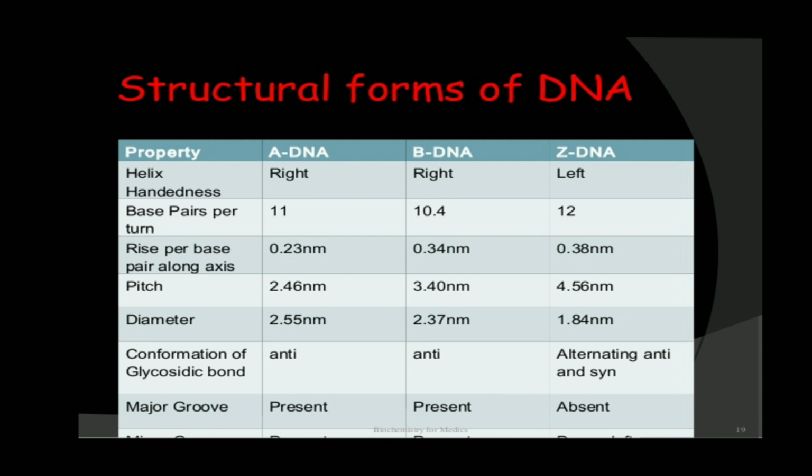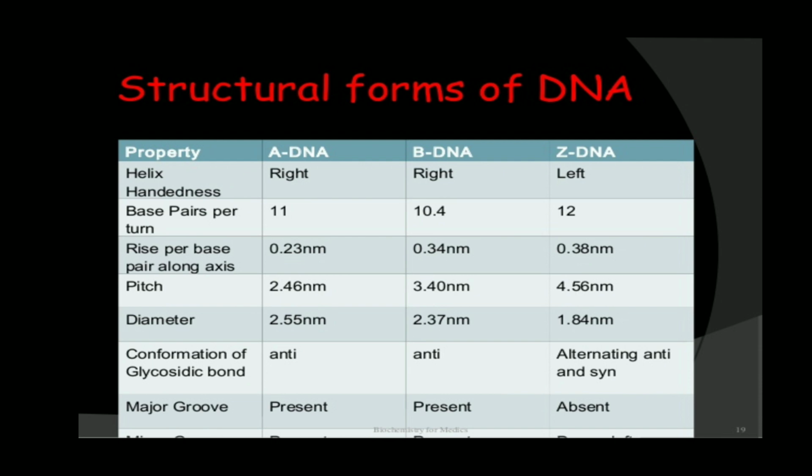It means the Z form of DNA is a narrow structure compared to the other two. B is the broader structure. The rise per base pair along the axis is 0.23 nanometer in A DNA, 0.34 nanometer in B DNA, and 0.38 nanometer in Z DNA.